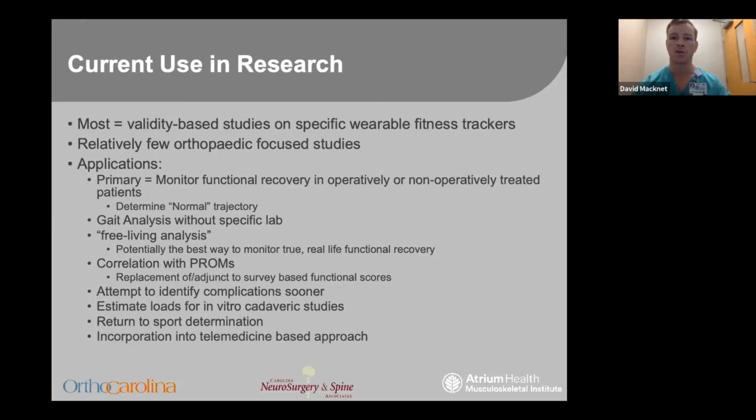Their interrelationship with patient-reported outcomes as an objective measure to correlate with subjective patient scores will be interesting. Their measurements may allow us to detect complications sooner by detecting a dip in patient activity. By detecting normal loads that the body is subjected to, we may be able to better extrapolate this to our cyclic loading in vitro studies. An exciting new development that I'll discuss further is how it's being used in sports medicine. And as we've seen recently with COVID, this may have an impact on how we work with telemedicine in the future.